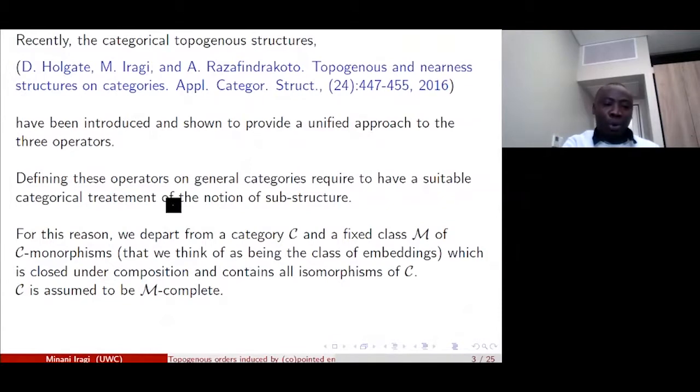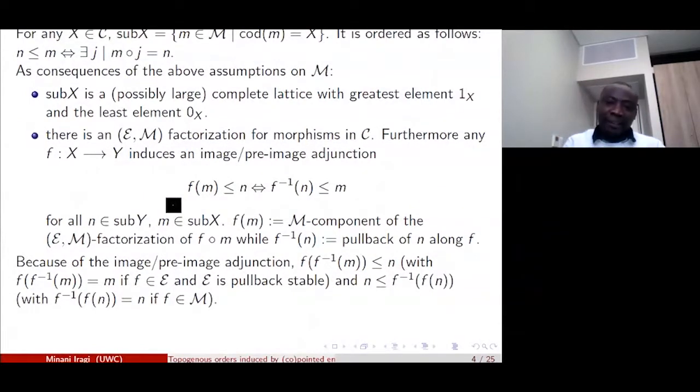For this reason, we shall fix a category C on which we work, and a fixed class M of monomorphisms of C that we are considering as if it's the class of embeddings. And this class, we assume it to be closed under composition and to contain all the isomorphisms of C. Once we have this class with these properties, we can now define the notion of subobject of an object X in C to be a monomorphism in M with codomain X. And because we are interested in all the subobjects, we shall always write Sub(X) to mean all the subobjects of an object X, that is, all monomorphisms in M with codomain X.